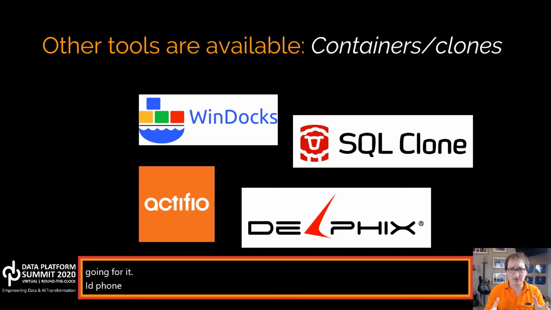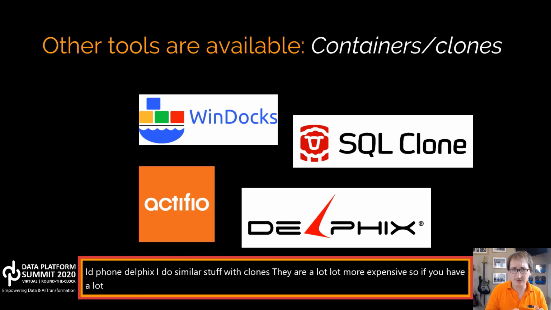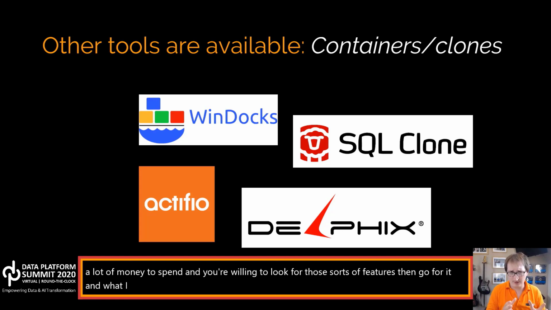Actifio and Delphix do similar sort of stuff with clones. They are a lot more expensive. So if you have a lot of money to spend and you're willing to look for those sorts of features, then go for it. And when I say a lot more money, I'm talking like 10 times what Redgate costs. So I've put them there.